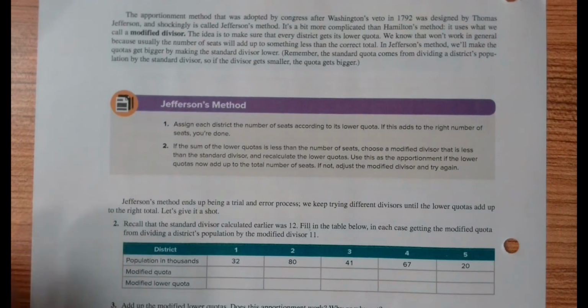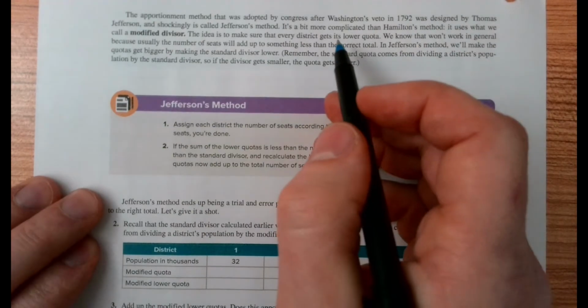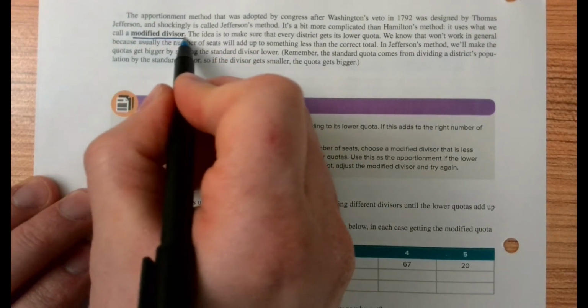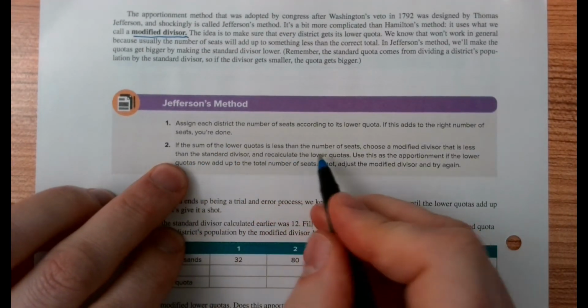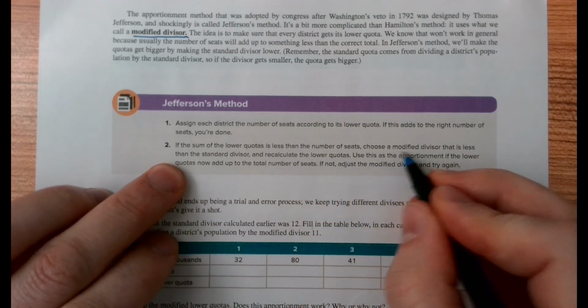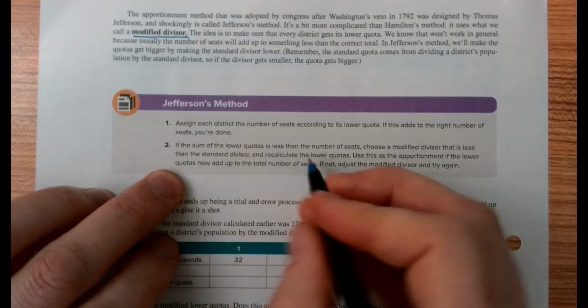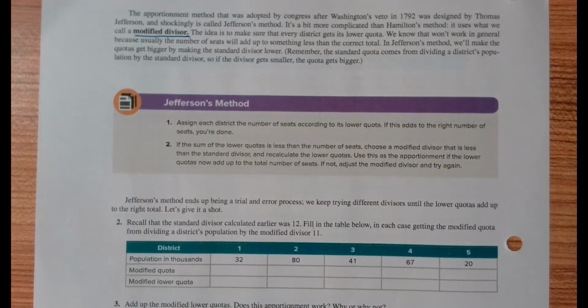Okay, turns out there's other methods. So Jefferson, another one of those dudes, said, okay, let's do it a different way. And this guy said, well, we're going to use a modified divisor. We're not going to use these fractional parts. Instead, if the sum of the lower quota is less than the number of seats, we're going to get a new divisor that is less than the standard divisor and recalculate the lower quotas. In other words, we're going to keep calibrating our lower quotas until we get the number of seats that adds up to exactly what we're trying to give away.